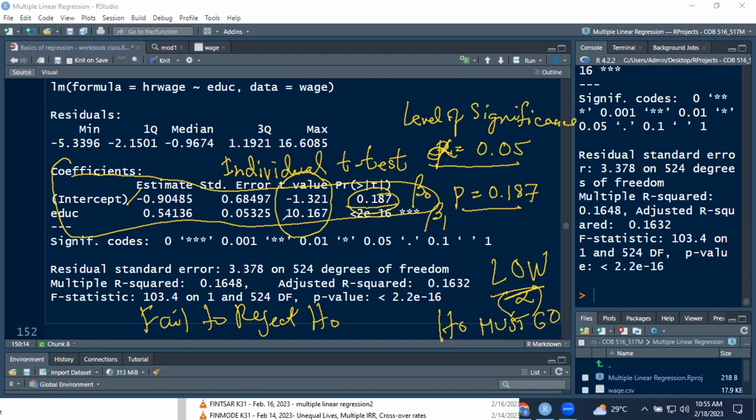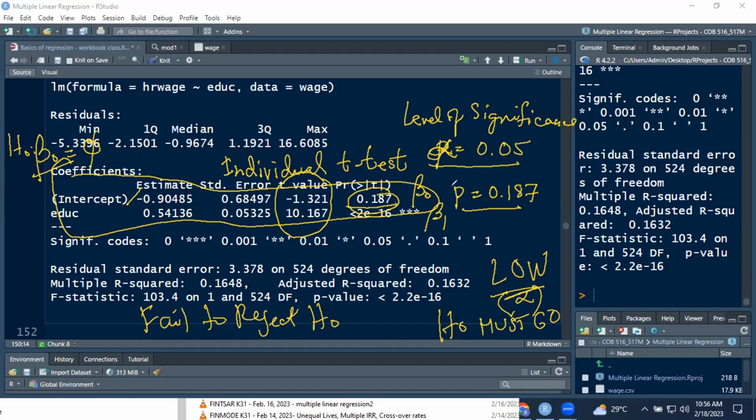Dito sa individual t-test, ang null hypothesis natin dito is that, let me write that. So for the first null hypothesis, beta null is equal to 0. Ang tinetest natin dito is si beta null, and beta null refers to the intercept. If beta null is equal to 0. Alright, so anong conclusion natin?